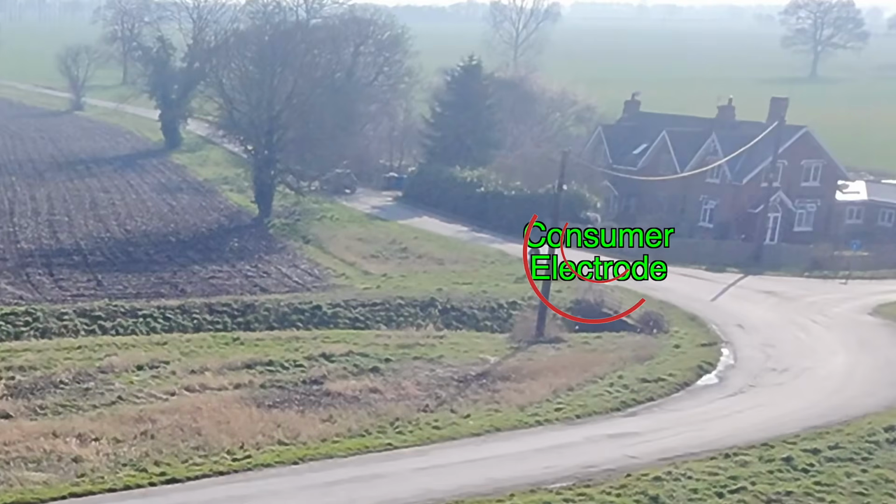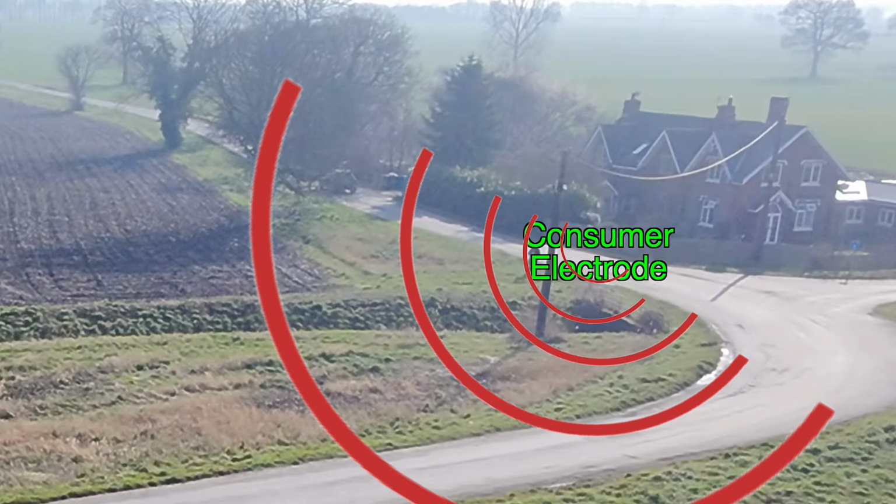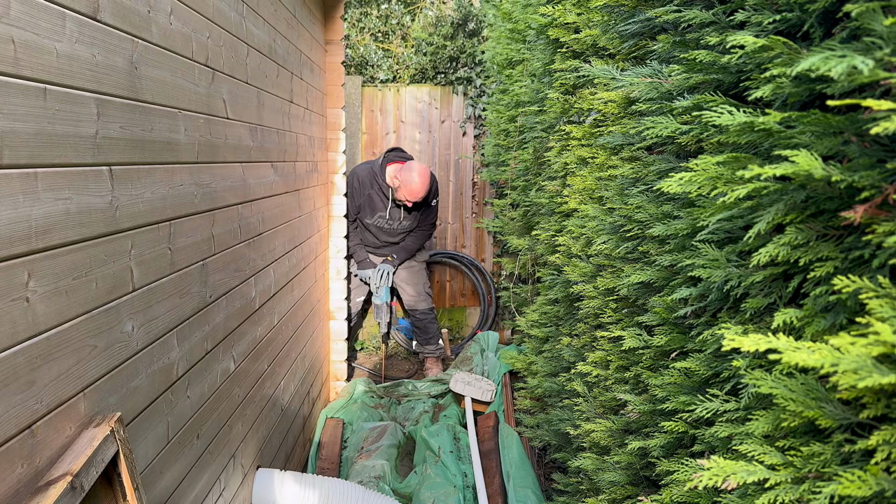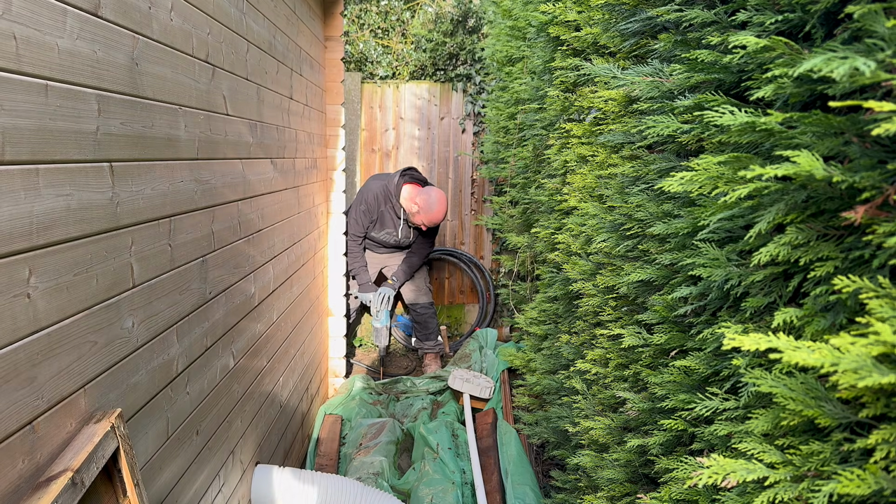The important thing to understand here is that current does not travel straight down. It spreads out through the soil in all directions, following the path of least resistance. So the electrode is interacting with a large volume of ground, not just the soil directly around the rod. So two electrodes driven to the same depth can behave very differently depending on the soil that's around them.